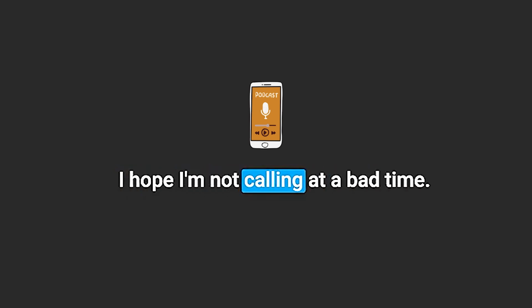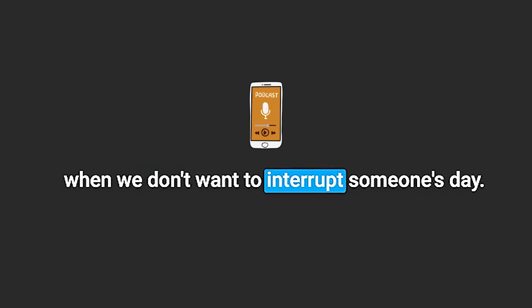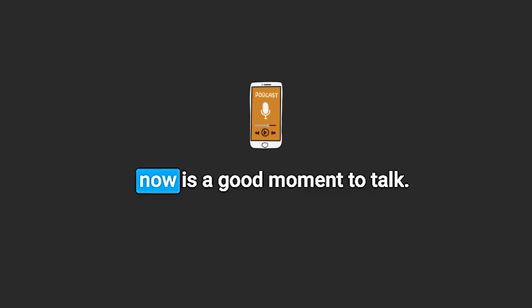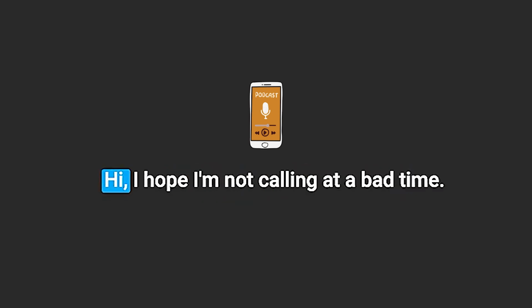I hope I'm not calling at a bad time. We use this at the beginning of a call, especially when we don't want to interrupt someone's day. You're probably checking if now is a good moment to talk. Here are two examples.